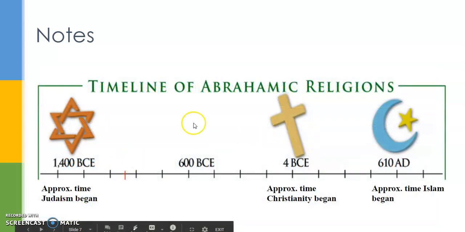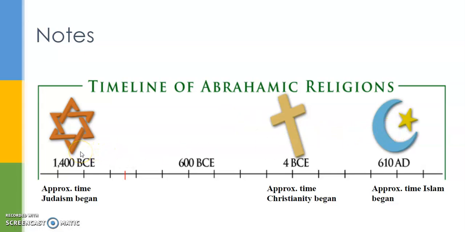And here is a timeline of the Abrahamic religions. You can see that the oldest religion is Judaism. So this is 1400 BC. So we're talking approximately 3,400 years ago.